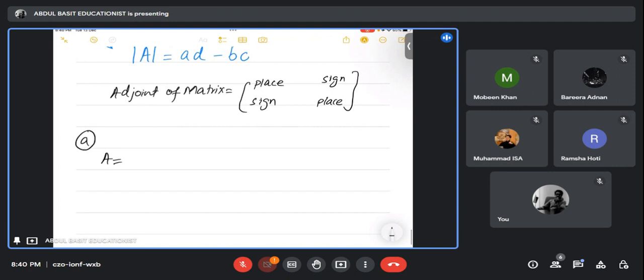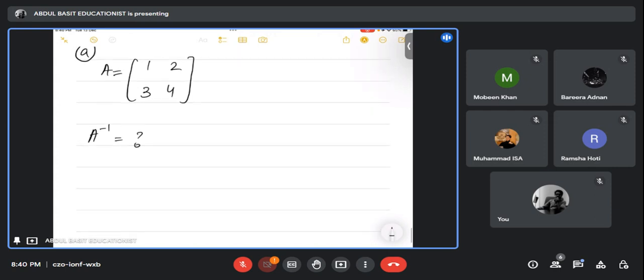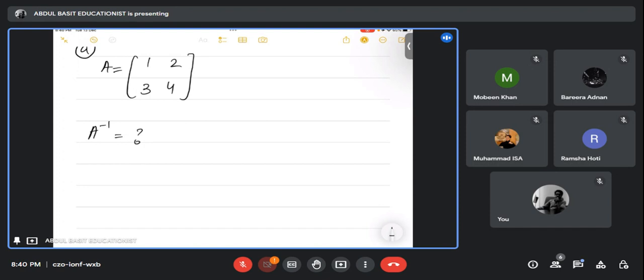For example, this is A, and that is 1, 2, 3, and 4. And the demand of the question is find A inverse. A inverse is equals to question mark. So what can A inverse be? You have to remember the formula that A inverse is equals to 1 divided by determinant of A times adjoint of A.